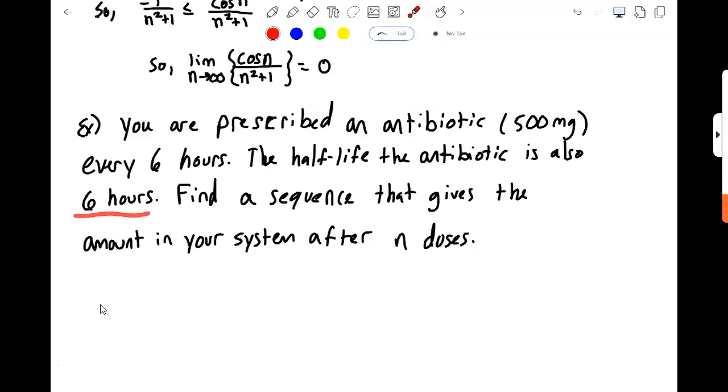And so a half-life of 6 hours means that if you took a 500 milligram dose of an antibiotic, then 6 hours later, half of that 500 milligrams is used up and it's no longer in your bloodstream. And then after another 6 hours, that would be cut in half again. You wouldn't go to zero, you'd take half of 250, and you'd be down to 125, and so on and so on.